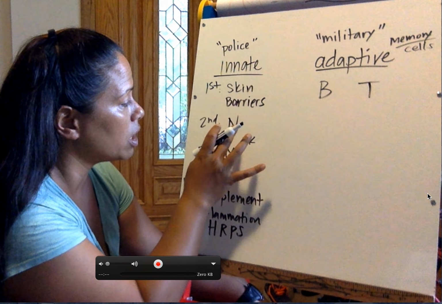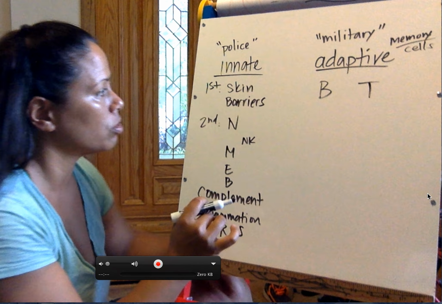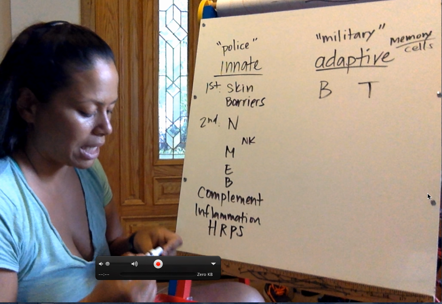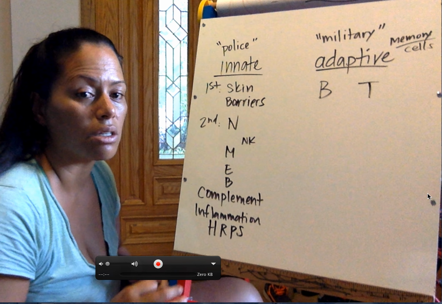Well, the cells would be neutrophils, monocytes, eosinophils, basophils, anything with complement cascade, and we'll talk about that shortly. So one more time, who's the police? Innate. Who's the military? Adaptive. And which one has memory cells? Well, adaptive has memory cells. And what are the two different cell types for adaptive immunity? That's going to be B cells and T cells.